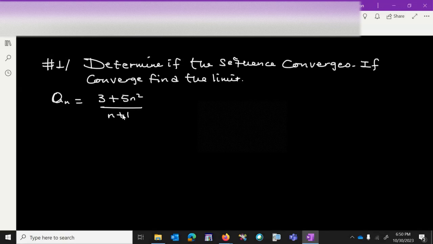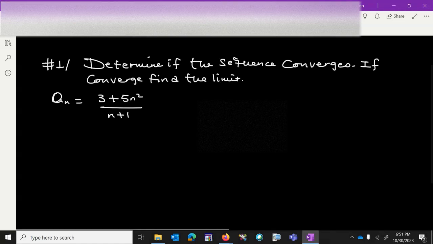In today's video, I'm going to show you how to determine if a sequence converges or diverges. I'll also show you how to find the limit, because the limit is, at the end of the day, the one that helps us determine whether the sequence converges or diverges. As you can see, I have a sequence: a sub n is equal to 3 plus 5n squared over n plus 1. The target is to know if this diverges or converges.